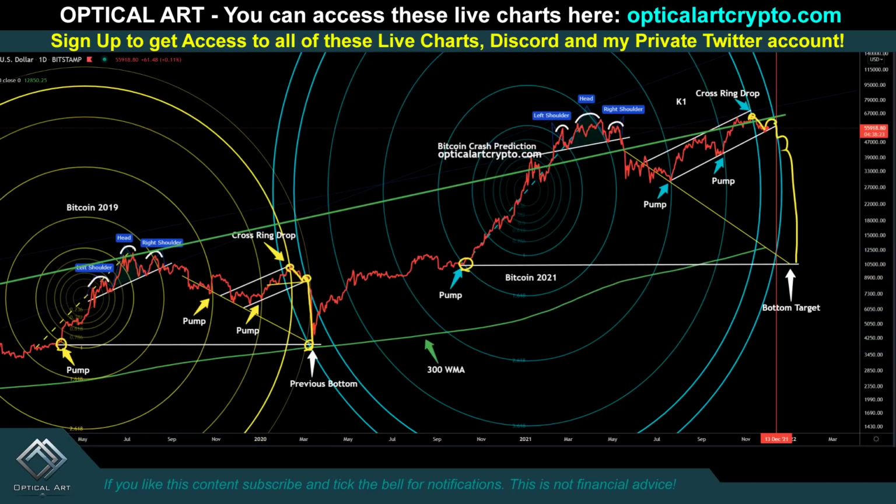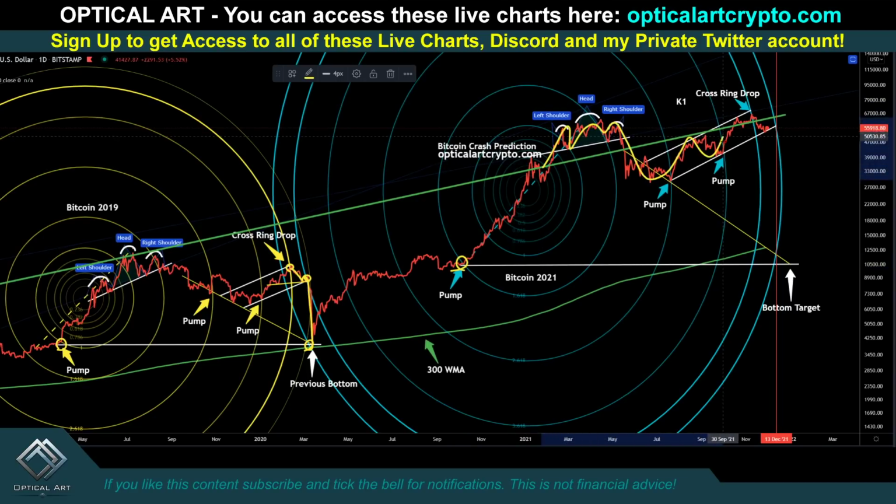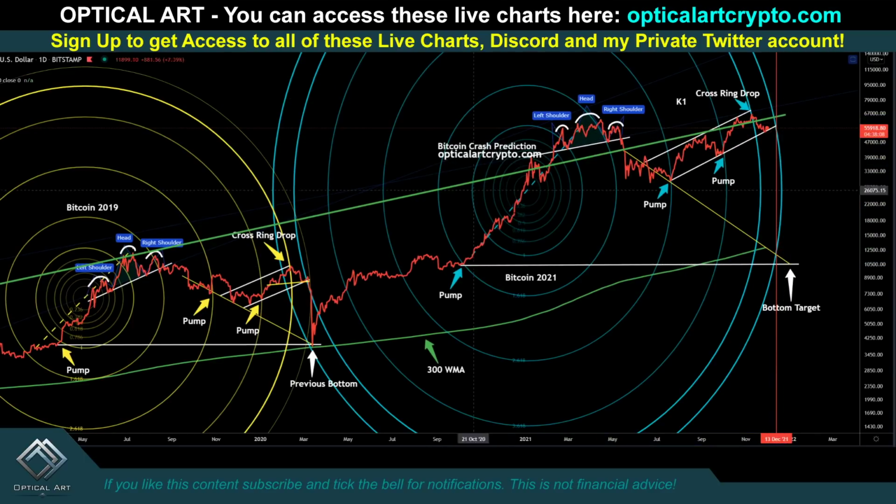Let me get rid of all this. So I'm saying that exact same thing is going to play out here. We pumped from this point, got caught in the head and shoulders, moved up this channel, and dropped at this ring. Once we hit this ring, we're going to crash all the way down to this point, which brings us to 10,000. Okay, so that is the most bearish case. That is what I think is going to play out.